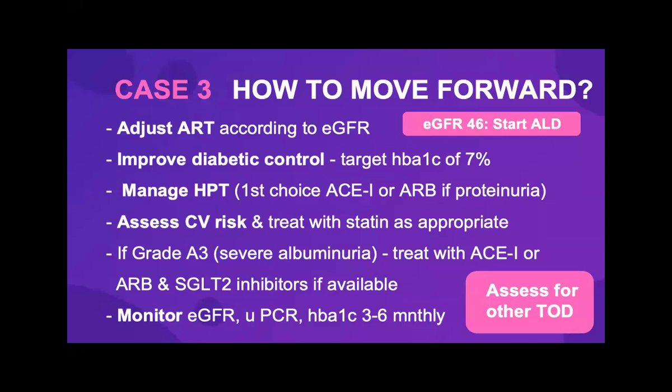Then we should be monitoring our eGFR, our UPCR, and HbA1c 3 to 6 monthly to monitor diabetic control and CKD progression. Just a note again, in moving forward, we must assess for target organ damage and refer appropriately if she needs further assessment.